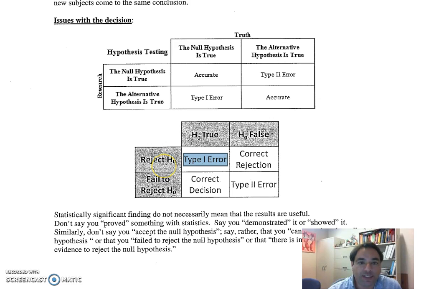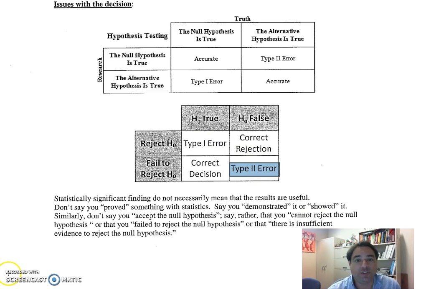So again, if you reject H0, that's because H0 is false. Correct. But if you reject H0 when it was true, you made a type 1 error. If you fail to reject or do not reject, it's because H0 is true. Correct decision. But if you do not reject or fail to reject H0 when H0 is false, you made a mistake. That's called the type 2 error. So if we make mistakes with our conclusions, we have names: type 1 error, type 2 error. Okay? And that concludes chapter 8.